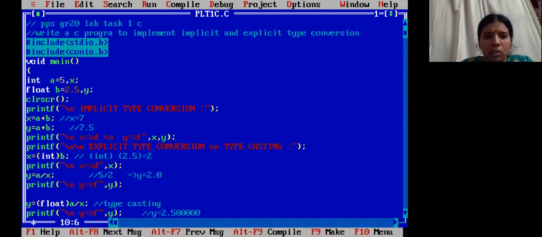So now how do you understand x is equal to a plus b? What do we mean by that? What is the value of a? x is equal to a plus b. What do we mean by that? a is 5 plus 2.5.